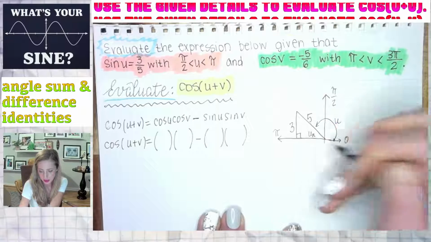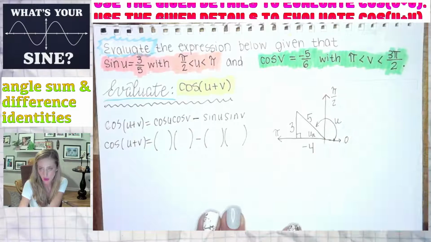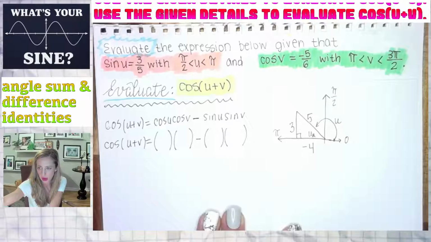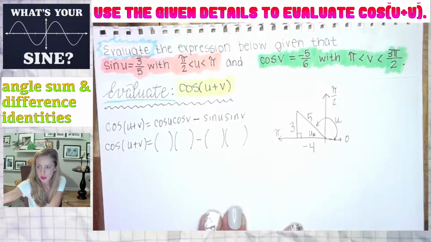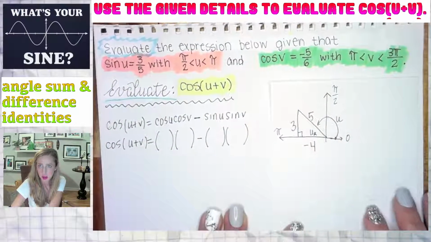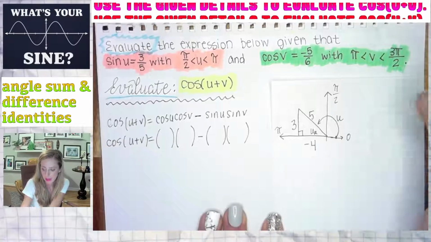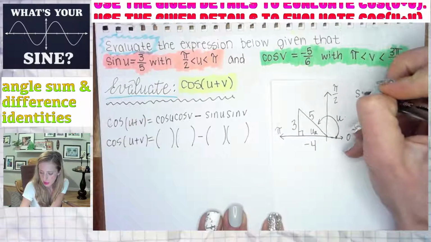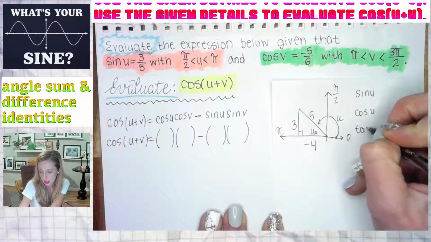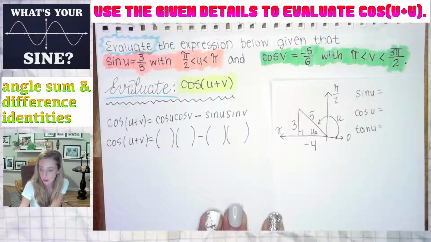This missing side right here is part of a Pythagorean triple, so that's going to be 4. 4 would make it the Pythagorean triple 3, 4, 5, but it's to the left, so we make it negative. And while we're at it, let's also write sine u, cosine u, tan u. I know we don't necessarily need all of them, but let's just write them all down.